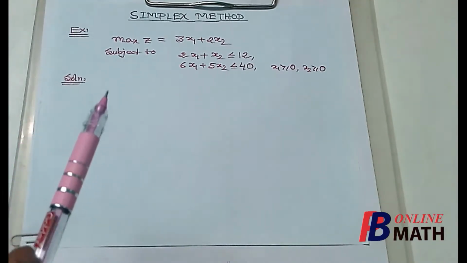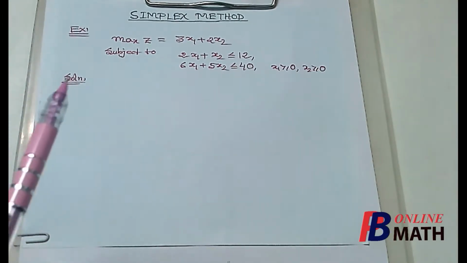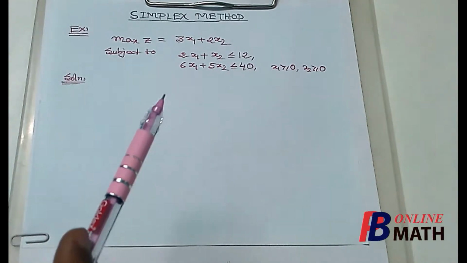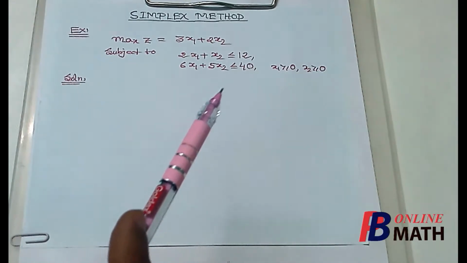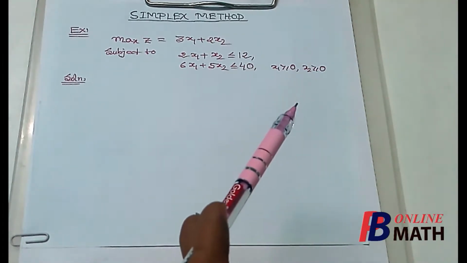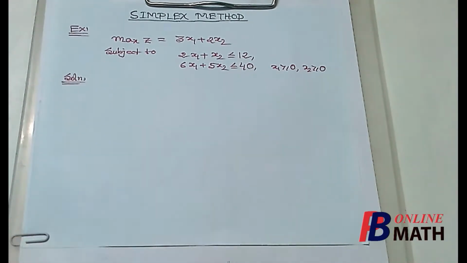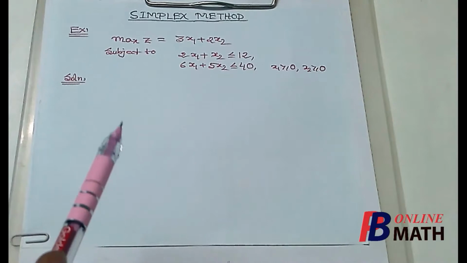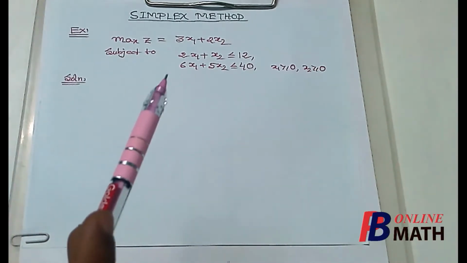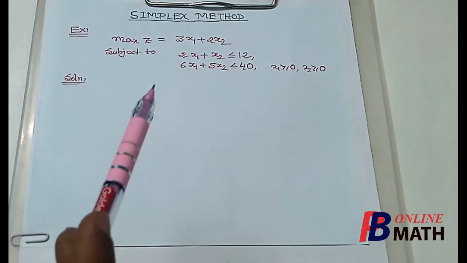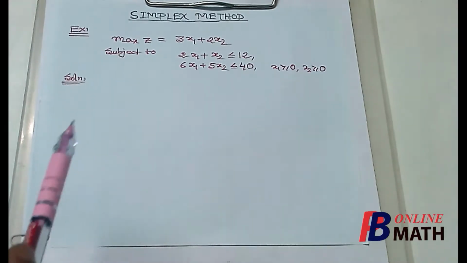So this is the given problem: maximize z equal to 3x1 plus 2x2 subject to these two conditions, 2x1 plus x2 less than or equal to 12 and 6x1 plus 5x2 less than or equal to 40, where x1 and x2 are both non-negative. So this is the given problem of maximization. We shall solve this problem by using the simplex method. First of all, we find that there are only two variables, x1 and x2, and two constraints. This is the first constraint, and the second constraint, in terms of inequalities.